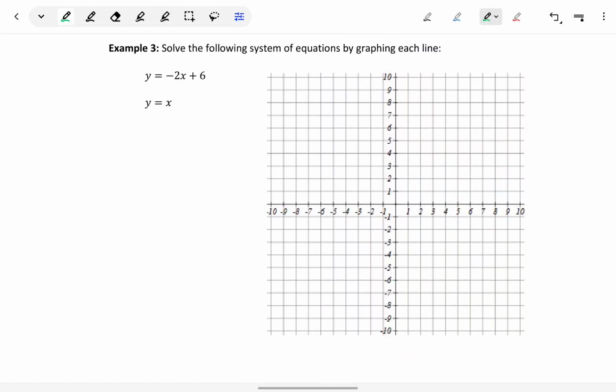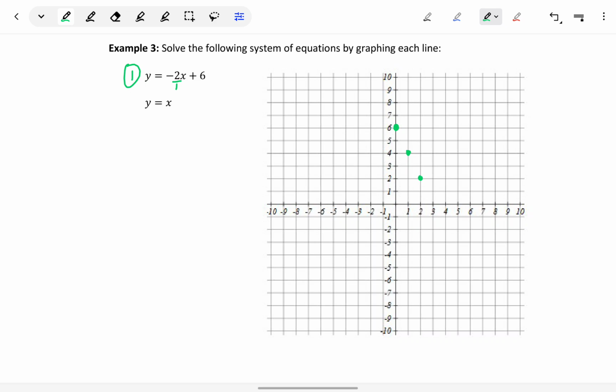We'll repeat this process one more time with two different equations. In example 3, we have y equals negative 2x plus 6. So our y-intercept will be at 0, comma 6. And then we have a slope of negative 2, which is the same thing as negative 2 over 1. So to find our next point, we'll move down 2 and to the right 1.